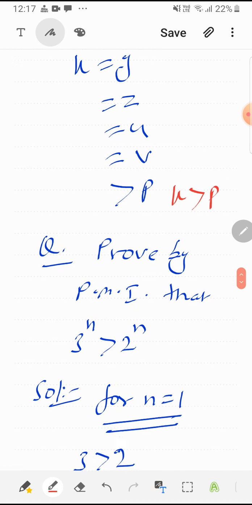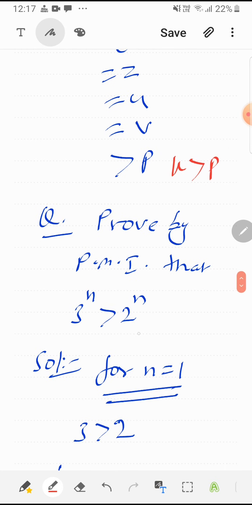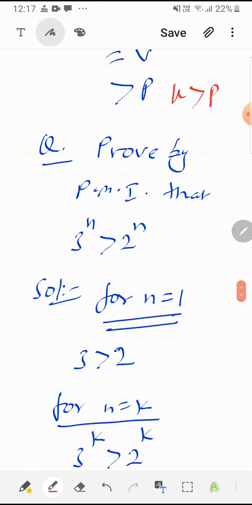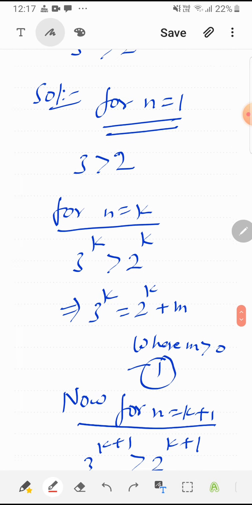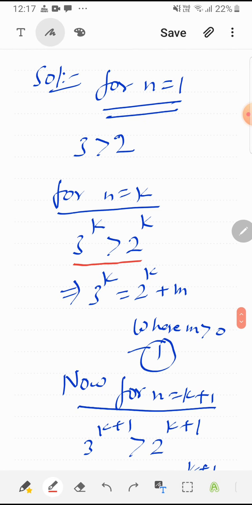Now let us discuss one question. Prove by PMI that 3 raised to the power n is greater than 2 raised to the power n. So basic steps: for n is equal to 1, put n is equal to 1, obviously 3 is greater than 2, so the result is true for n is equal to 1. Now let us assume the result for n is equal to k, that means 3 raised to the power k is greater than 2 raised to the power k.